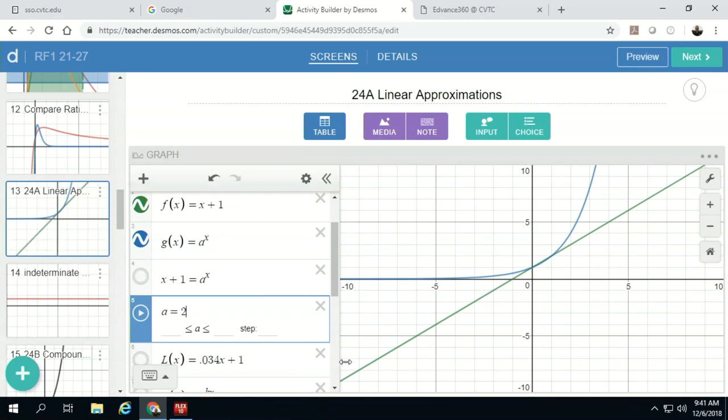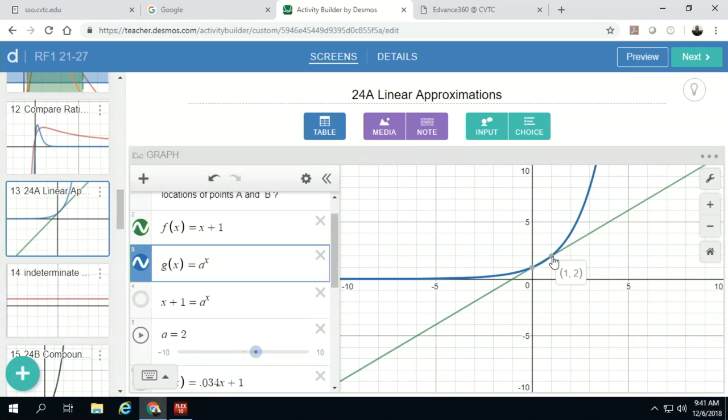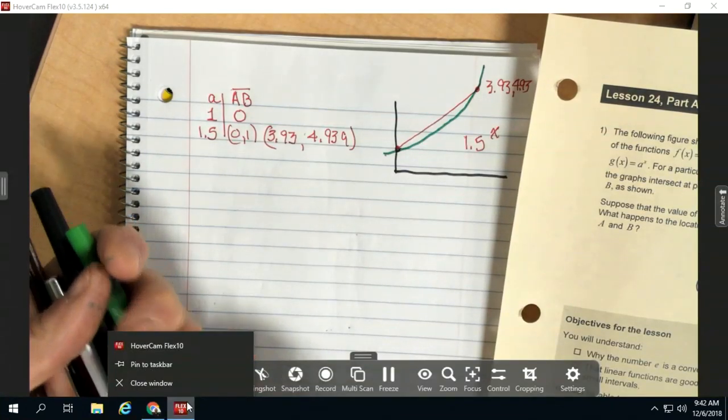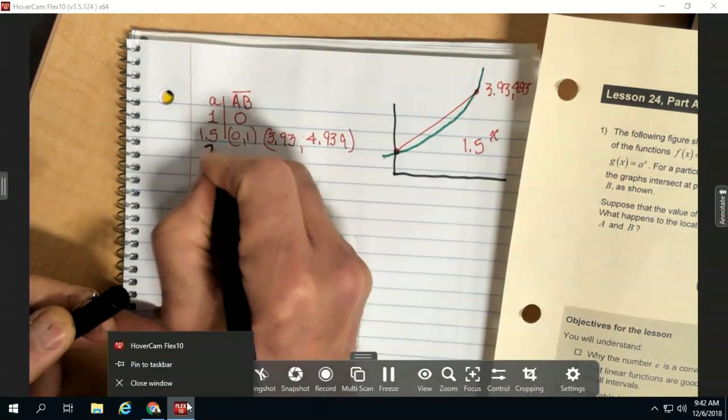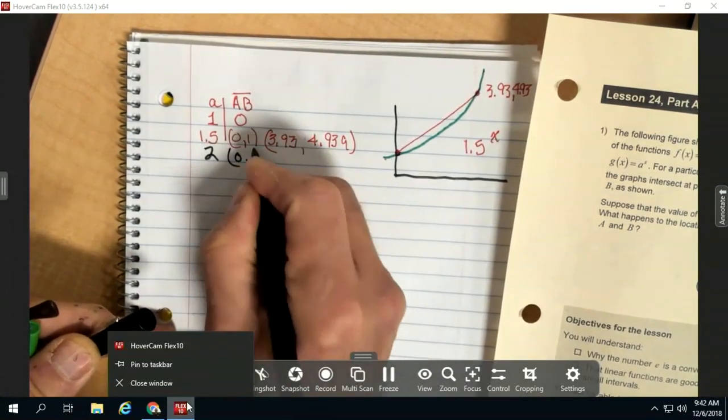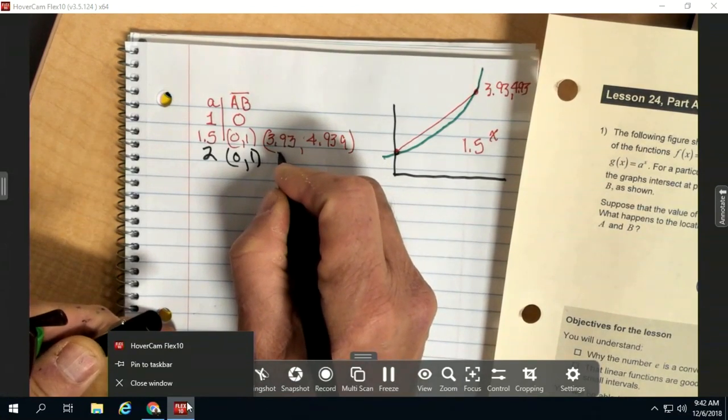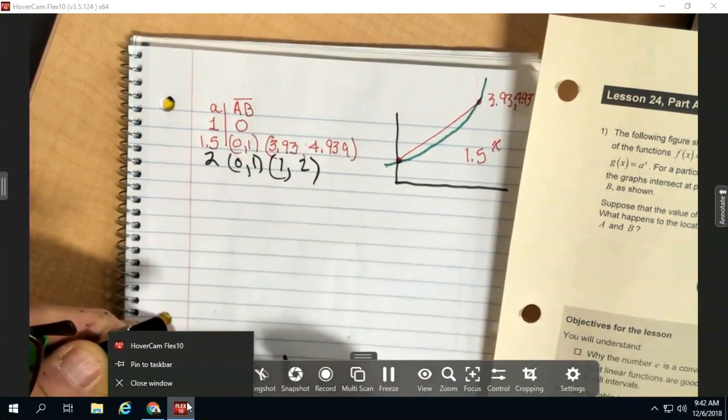Do you notice, I'm going to click on the curve to show you that these 2 points, what happened to the place where the curve met the line? Those 2 points got closer together, right? So if A equals 2, that distance was from 0, 1 to over 1 up 2, right?